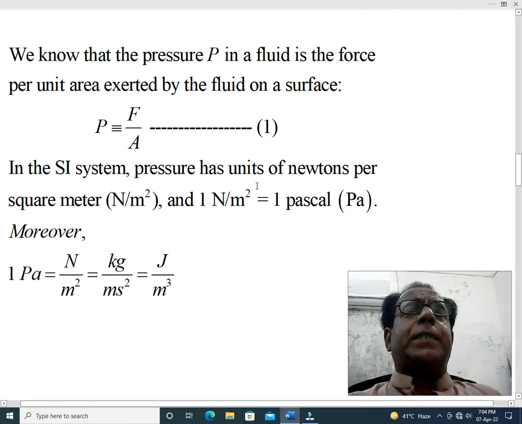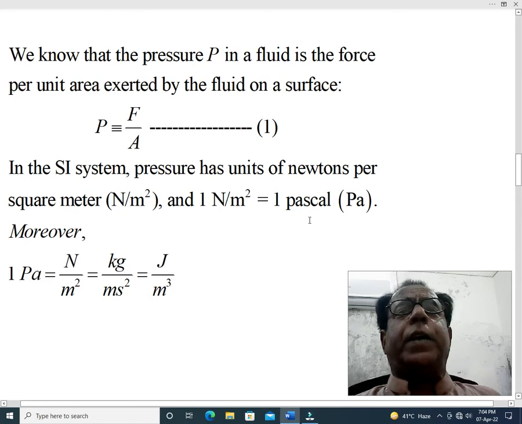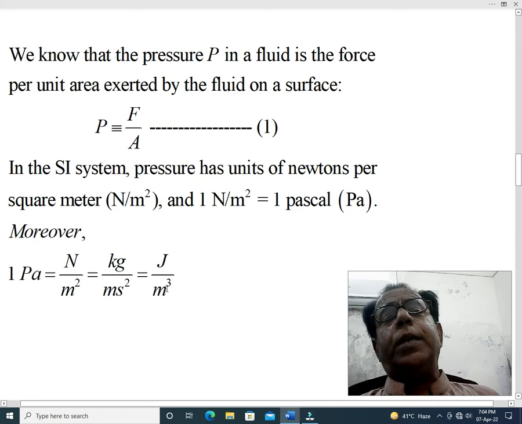In the SI system, pressure has units of newtons per square meter, that is capital N over small m squared, that is Newton per meter square, and 1 Newton per meter square is equal to 1 Pascal, denoted by Pa. Moreover, 1 Pascal is equal to 1 Newton per meter square, as already discussed, and this is equal to kilogram per meter second square, and this is alternatively equal to joule per meter cube.